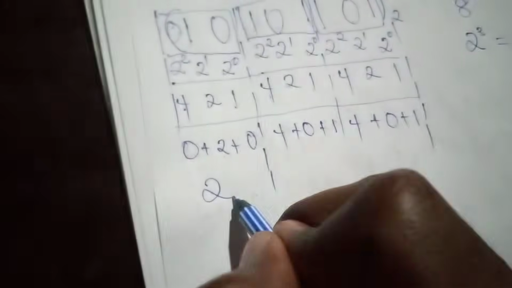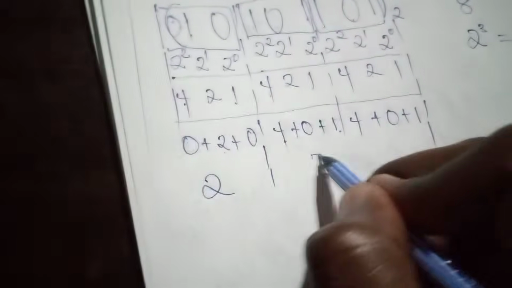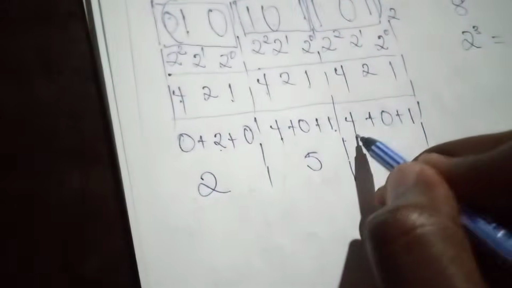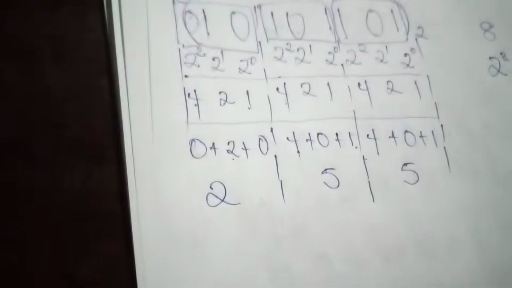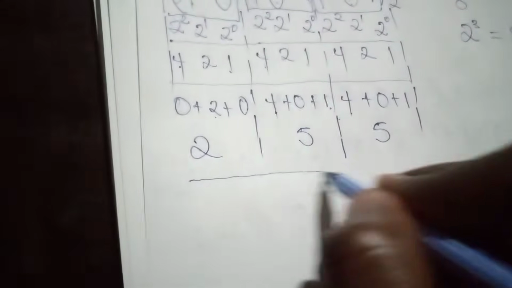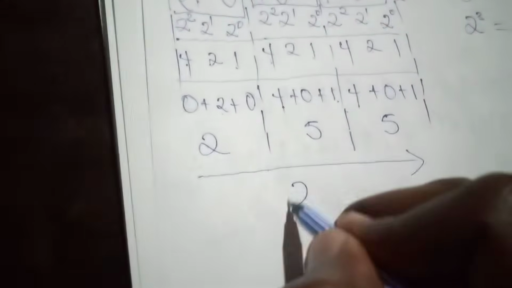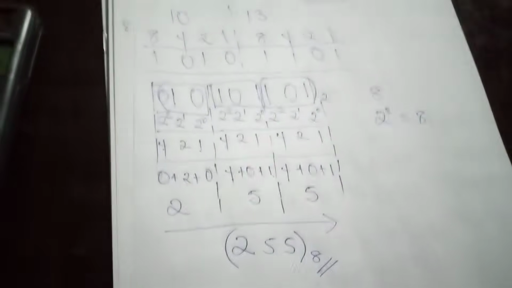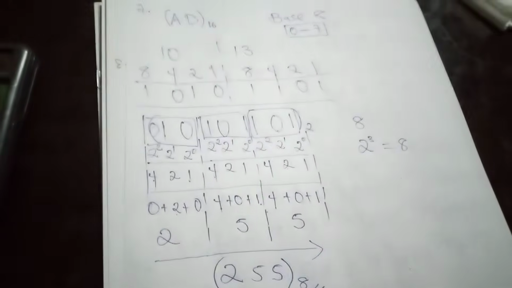So here I'm going to get 2, then 4 plus 1 is 5, and then 4 plus 1 is also 5. So what I'm going to do is just write the numbers this side: 2, 5, 5 in base 8, as octal. So this is my answer. We can proceed to the next question.